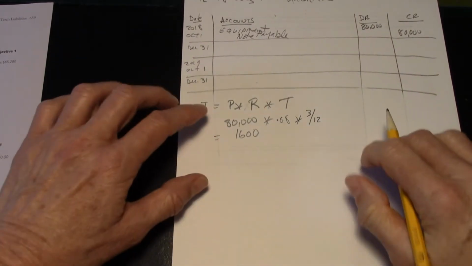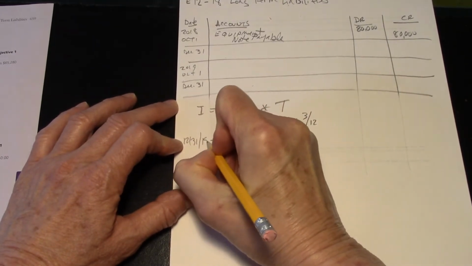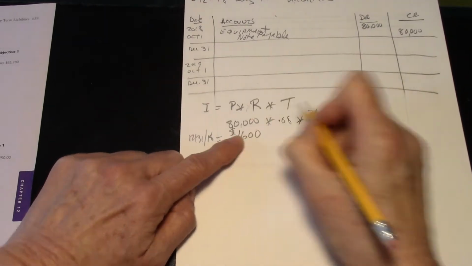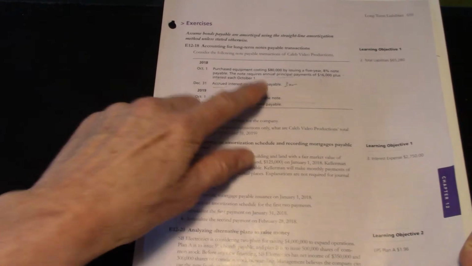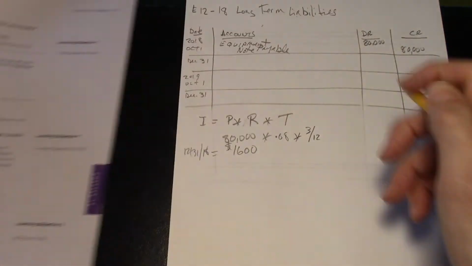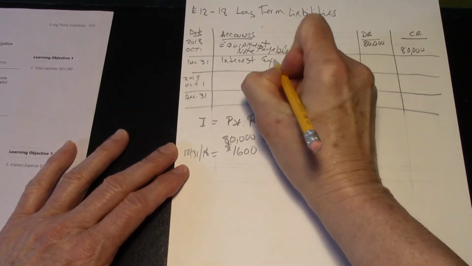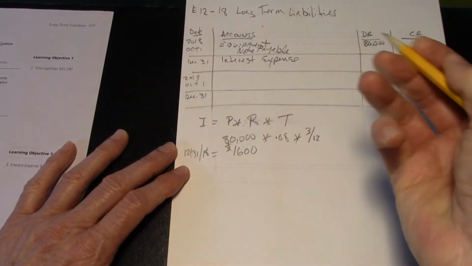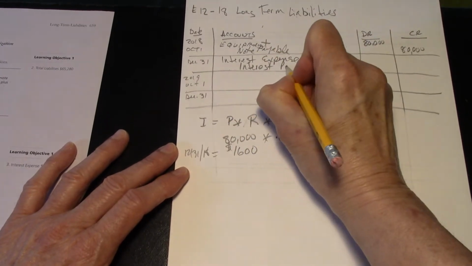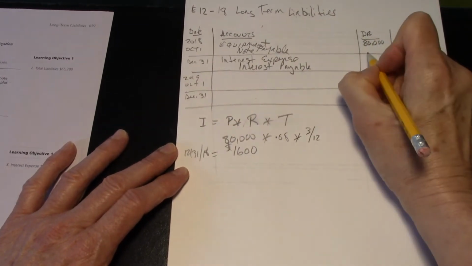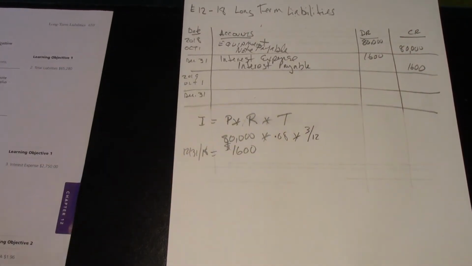Okay, so that's what's going to go here. That's the 12/31/18 transaction, 1,600. And of course we're accruing it, not paying it, so it's still interest expense. And in the future, we're going to pay it, so that's interest payable. And we said it was 1,600. Okay, that's cool.